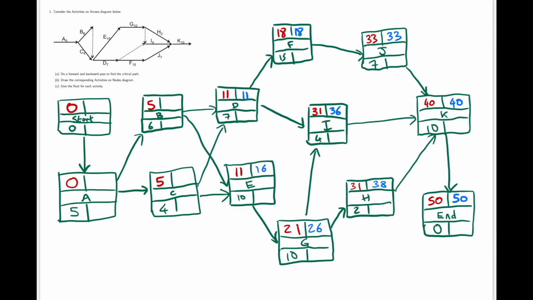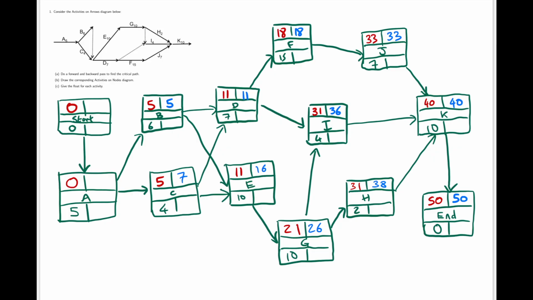For C, the latest time C can start, well, we want to finish C by the latest time D or E can start. The minimum of those is 11. So we want to finish C by time 11 minus 4, which is the duration of C, would give us 7. Similarly for B, we want to finish B at the latest time D or E can start. That would be 11. So we're going to finish B by 11, and it takes 6 time units to complete B. So the latest time B can start is 11 minus 6, which is 5.